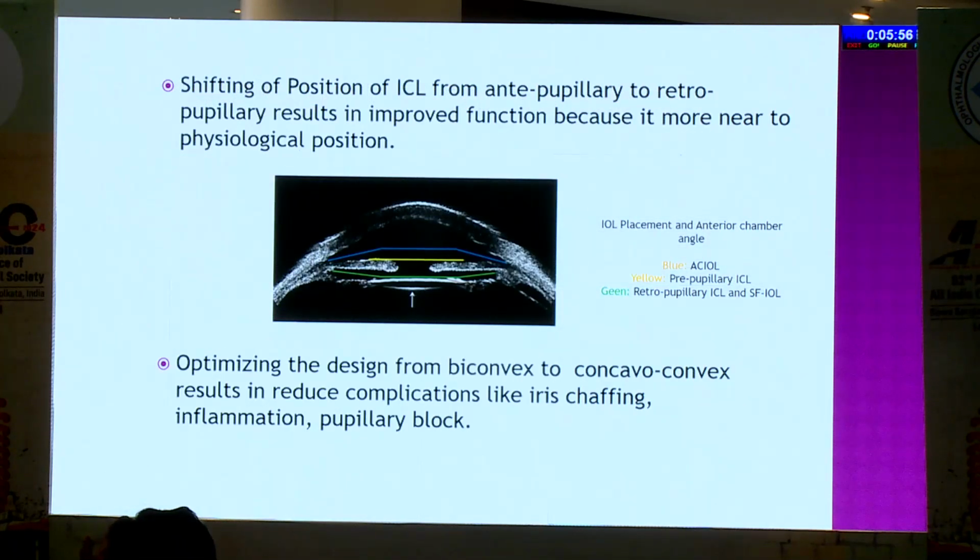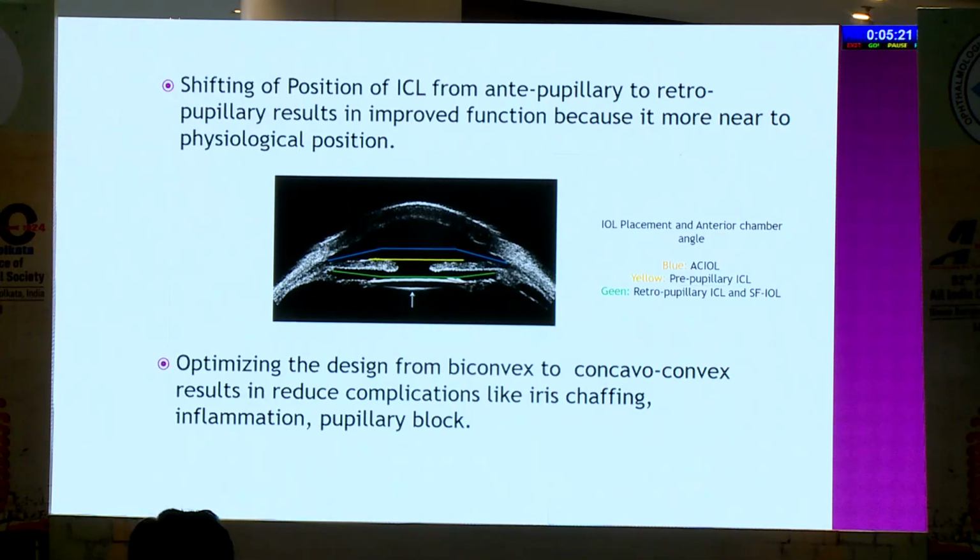The second thing is the shifting of the position of the ICL from antipupillary to the retropupillary position. This is a biometric picture which shows the blue line as the position of the AC IOL, the yellow line as the position of the prepupillary or antipupillary ICL, and this green line suggests the position of the retropupillary ICL and SFIOL. We can see that when the position shifts from anterior to posterior, it is nearer to the physiological position. So the visual outcome is better with the RP-ICL as compared to the AP-ICL and AC-IOL.